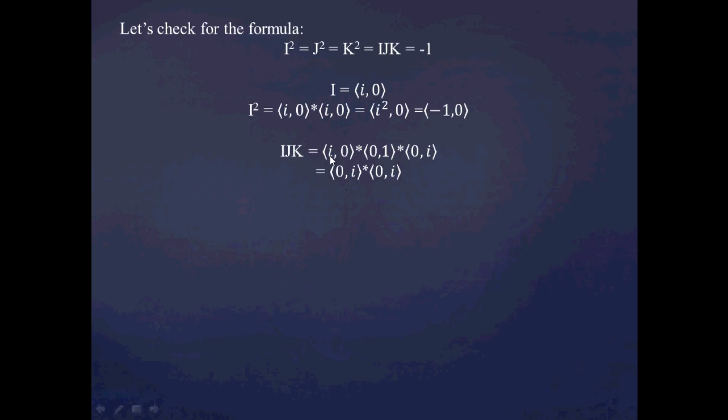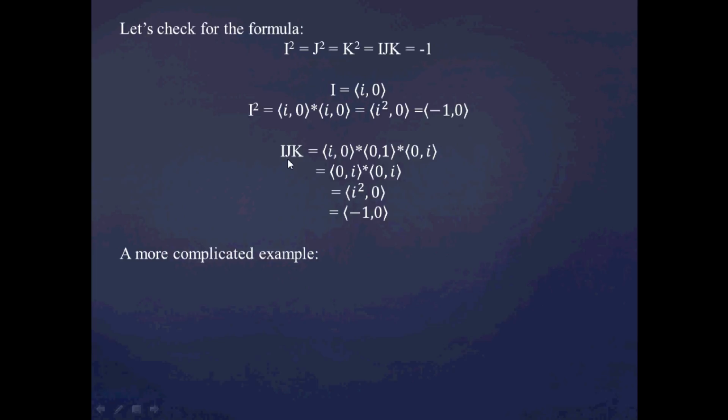Working through the formula, I have i times 0 minus 0 times 1 bar, which will give me 0. And then I have i times 1 plus 0 times 0 bar, which leaves me with i. And then you notice already that ij is equal to k. I multiplied (i, 0) by (0, 1), and I get (0, i), which is indeed k. And then you can check for yourself that when you square k, you will also get minus 1. So this formula does indeed work out.